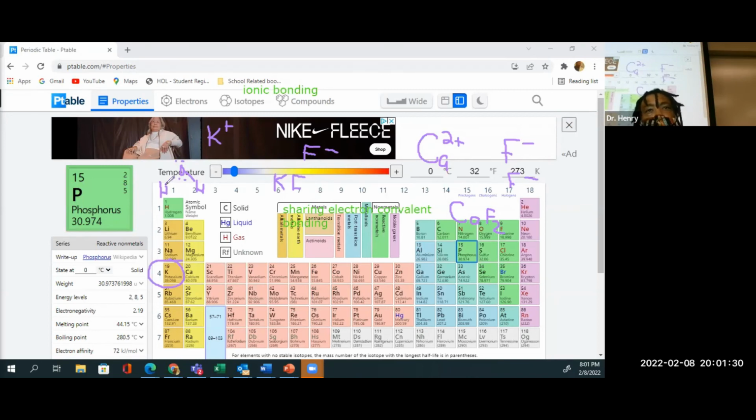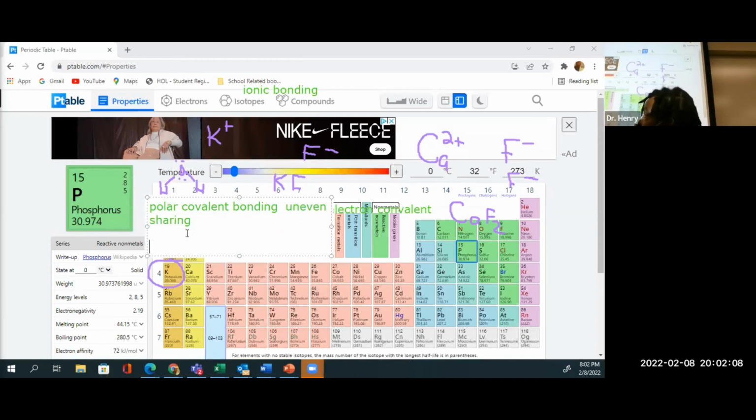Really what happens is that the electrons spend more time around oxygen than they spend around hydrogen, because oxygen is kind of like the big brother. He's like, it's mine, it's mine, it's mine, but you could have it some of the time. So that's uneven sharing, or we would call that polar covalent bonding. Polar covalent bonding is uneven sharing. Non-polar covalent bonding is even sharing.